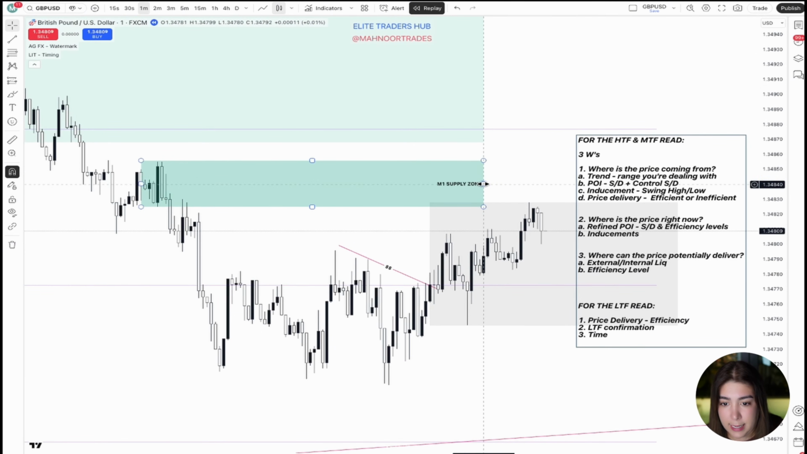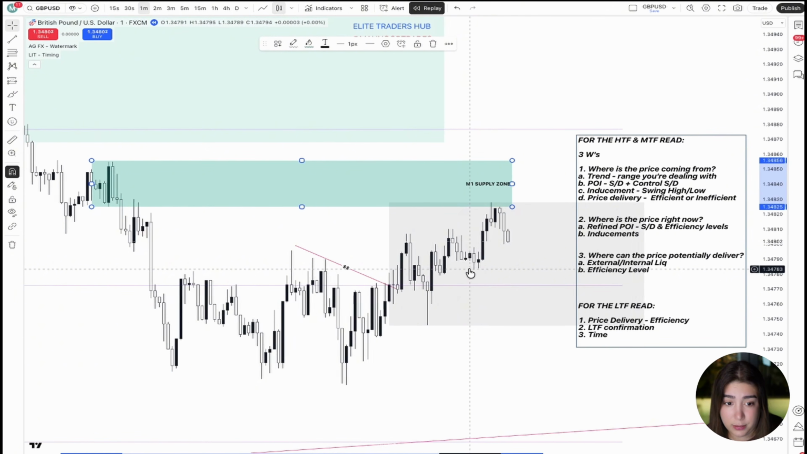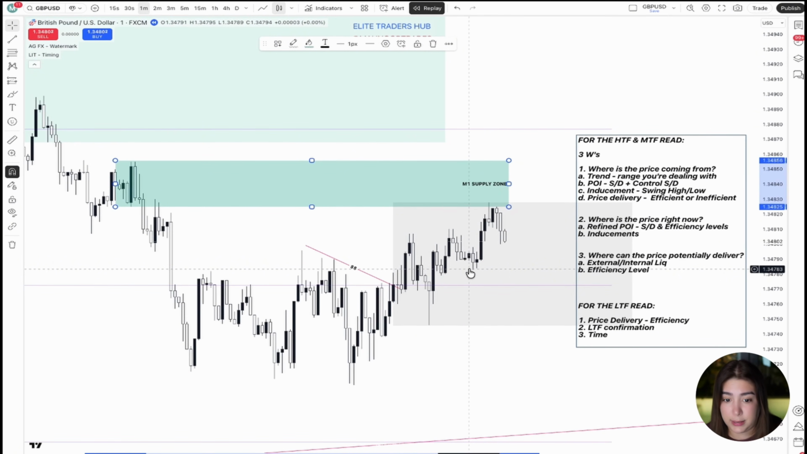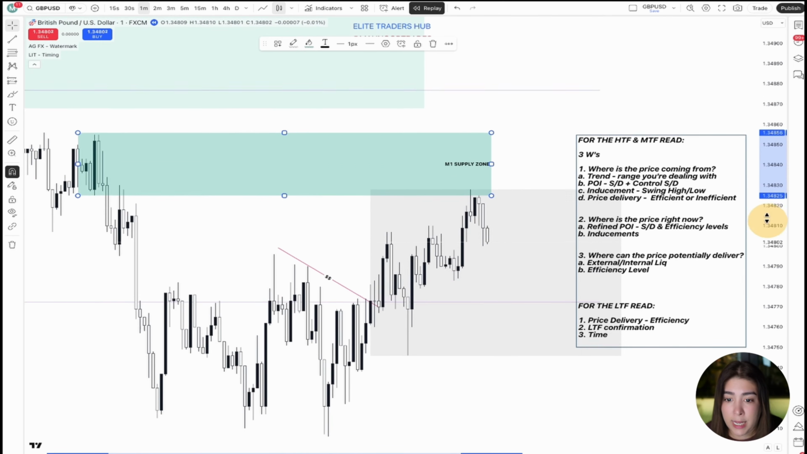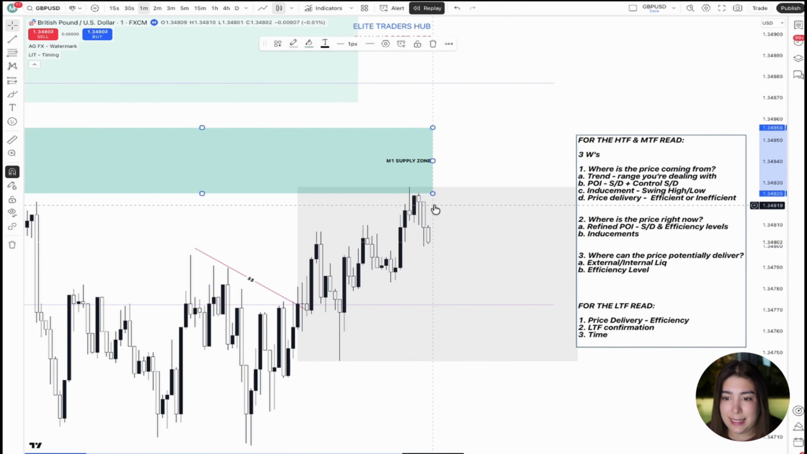Okay, right. Taps into this supply zone. This is good. This is really, really good. This is what we wanted to see. Okay, trend line taken, taps into the M1 supply zone. Now, if a confirmation is given to me, this is the one that I would ideally want to take.